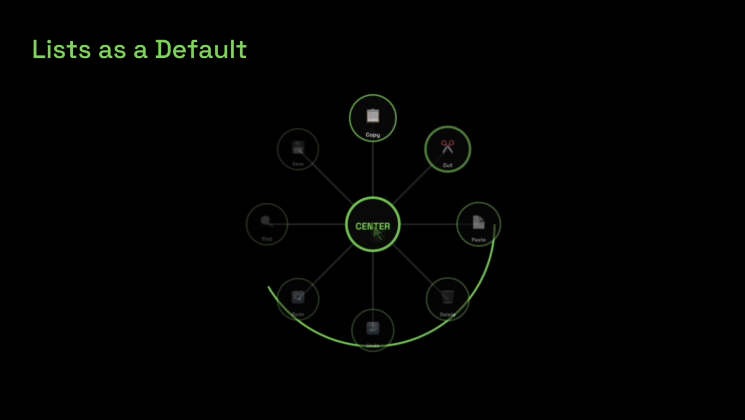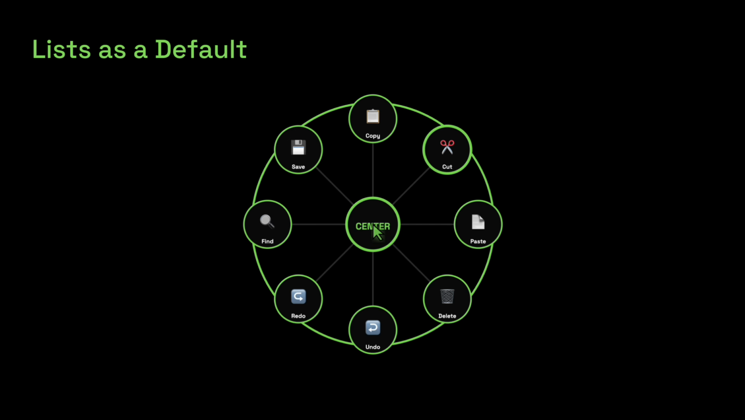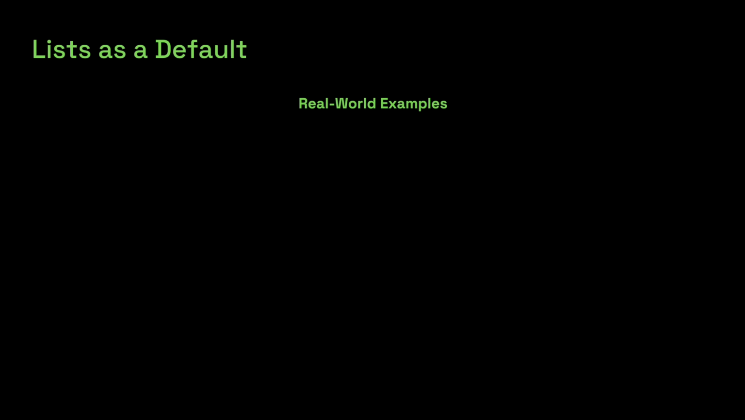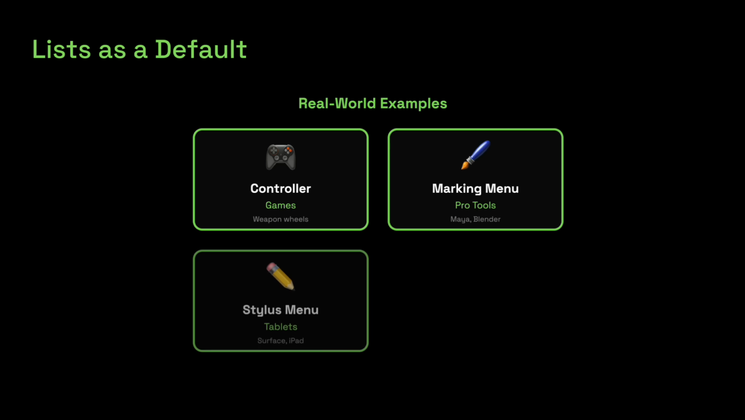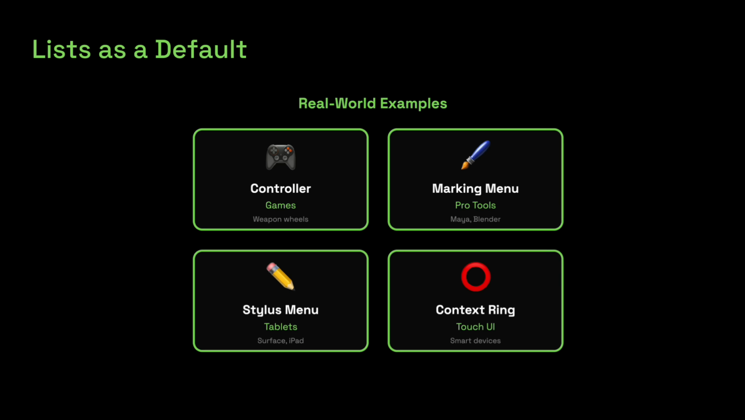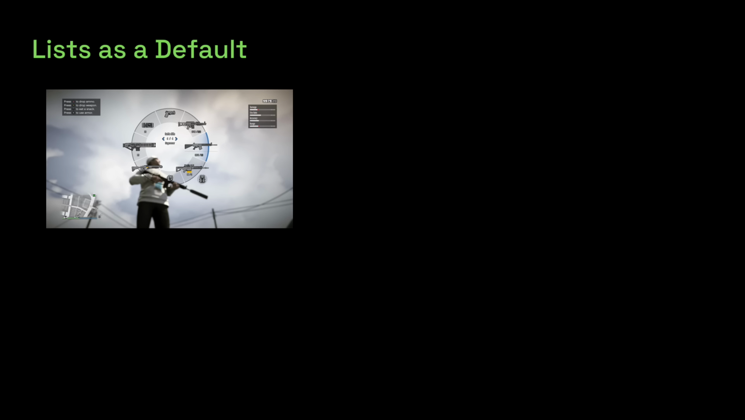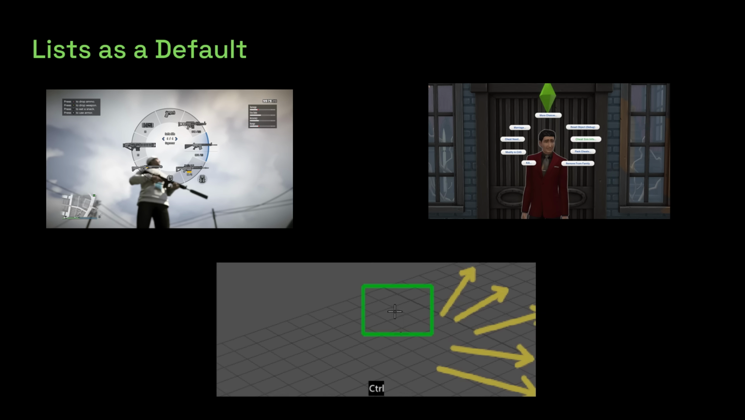On the other side, radial menus, often called pie menus, organize the same choices differently. Instead of stacking options, they distribute them around a central point. Instead of scanning top to bottom, the user selects by direction. These menus are not obscure experiments. They appear in weapon wheels in games, marking menus in professional tools, stylus-based systems, and so on. Many users have encountered them without ever naming them. Like switching weapons in GTA, issuing commands in The Sims, or using marking menus in tools like Maya.